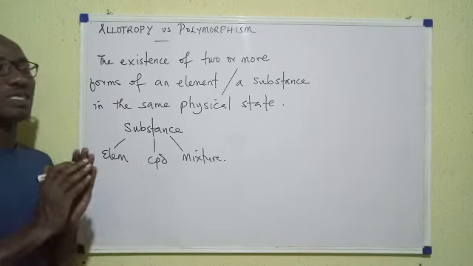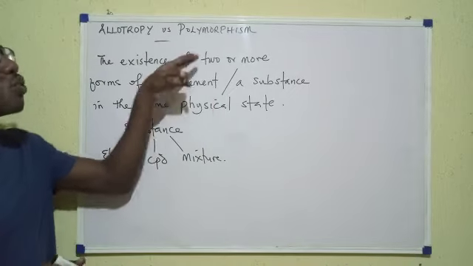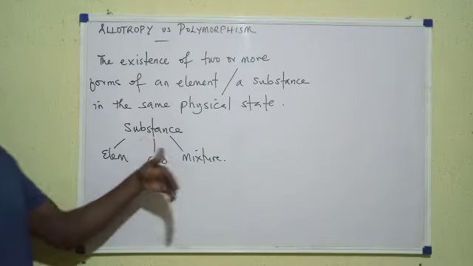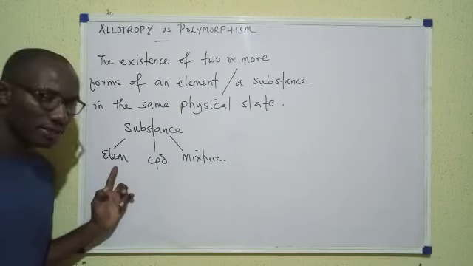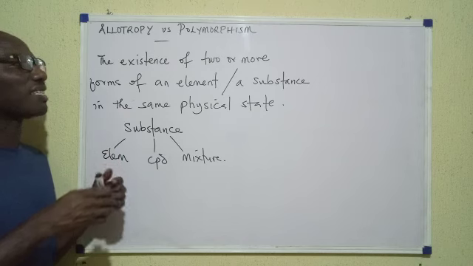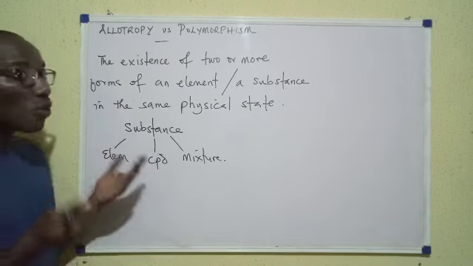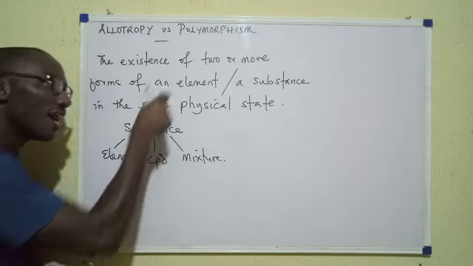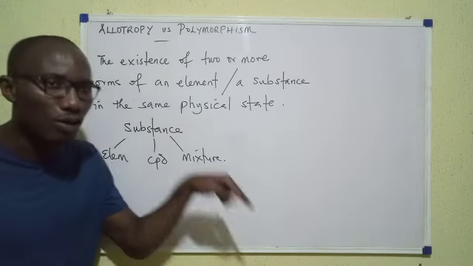Now, irrespective of the type of substance you have, as long as that substance exists in two or more forms in the same physical state, you say that substance is exhibiting polymorphism. But what if the substance is an element? Yes, it is still polymorphism, but that polymorphism can now be called a special name, which is allotropy. So allotropy is polymorphism in elements. Yes, when an element exhibits polymorphism, then we call it allotropy.